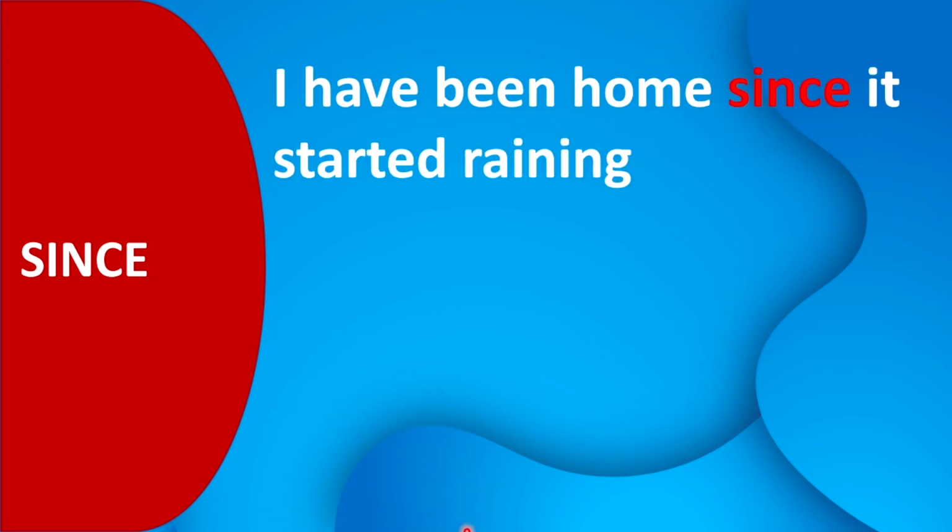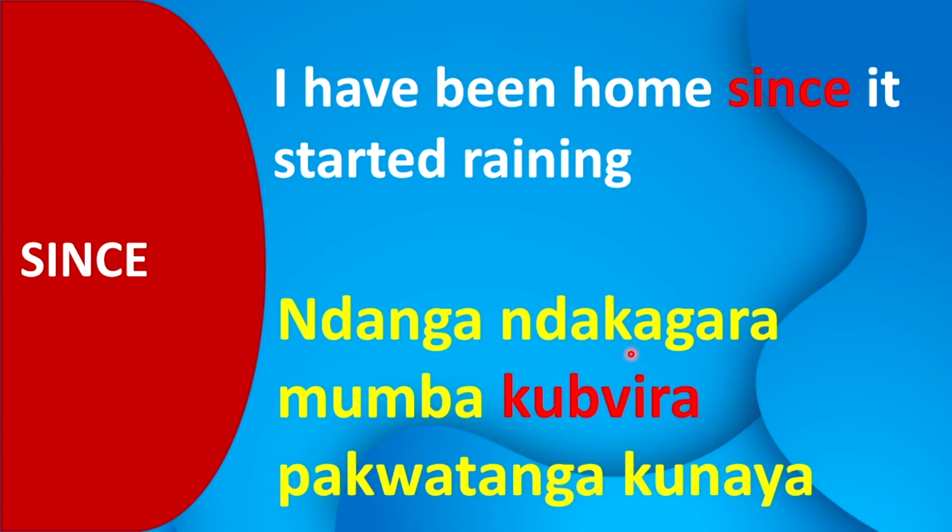Let's do the next example. I have been home. I have been home since it started raining. Ndanga ndakagara mumba kubvira pakwatanga kunaya. I have been home, ndanga ndakagara mumba, since kubvira, it started, pakwatanga, raining, kunaya. I know the sentences that we've been using on since are quite lengthy, but I hope they do make sense when we translate them for you.